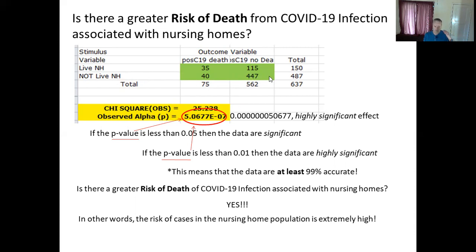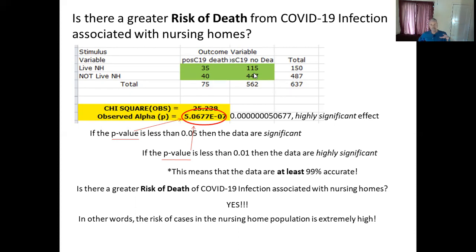Okay, so just to clarify what we're looking at here, we've got 35 deaths in a nursing home from a COVID-19 positive test. We have 40 deaths not living in a nursing home. We have 115 positive COVID-19 tests without death and 447 positive tests without death. Okay, so just so you can understand what you're looking at here with respect to values.